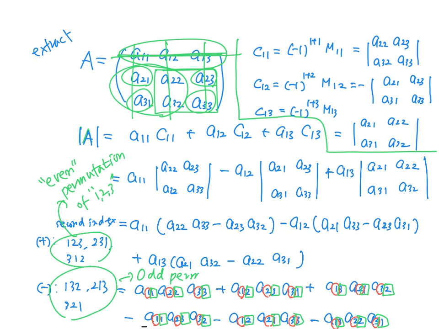Odd permutation of 1, 2, 3. I don't know if there is a Korean expression. Permutation. 조합? 기조합? 우조합? Permutation. Permutation is the arrangement of numbers. So you change it twice. Or you can write this way.